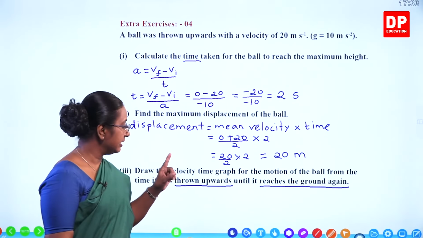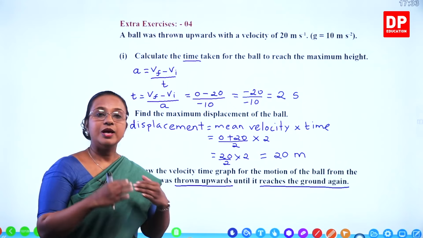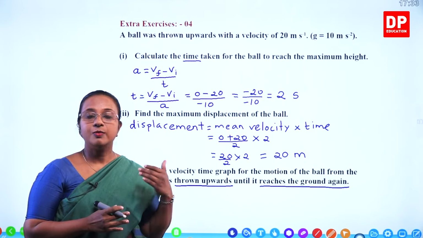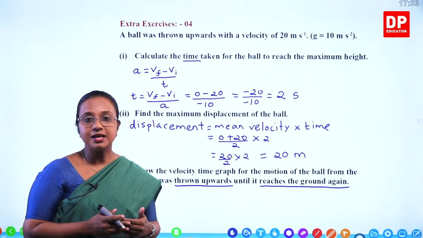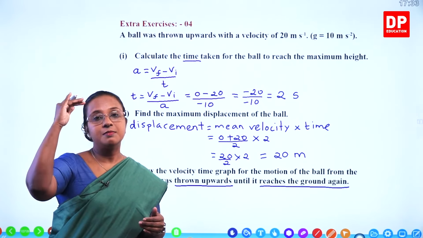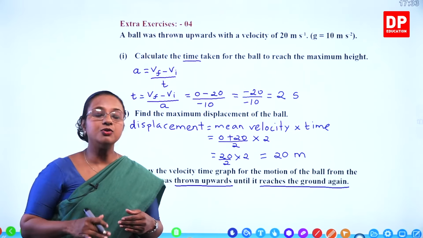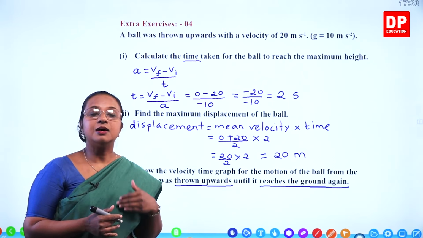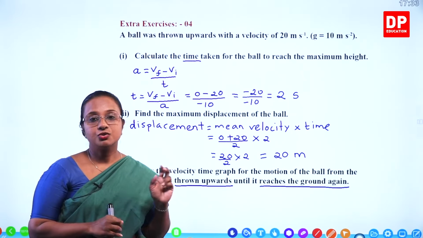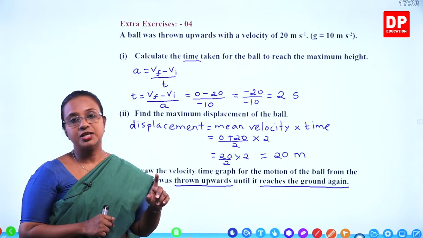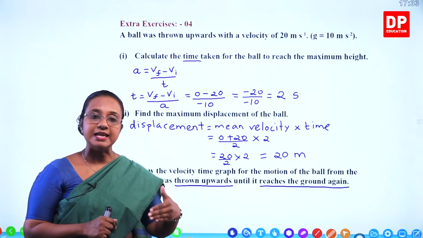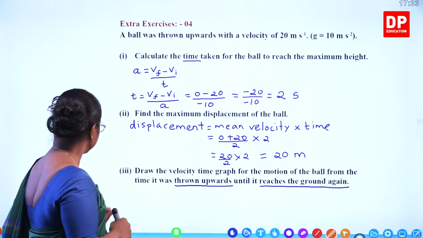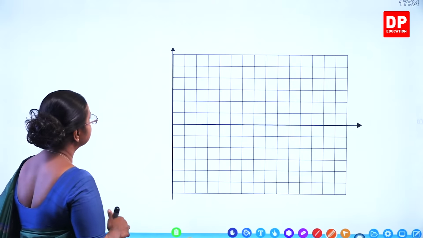Remember students, we did a similar example. When the ball goes up, it is the motion in one direction where the ball will be decelerating. Then after reaching the maximum height, it will come down towards the ground. Then it will be accelerating in the opposite direction. So therefore, we will have to use the positive and negative parts of the y-axis. So velocity time graph, I'll go to the next slide.